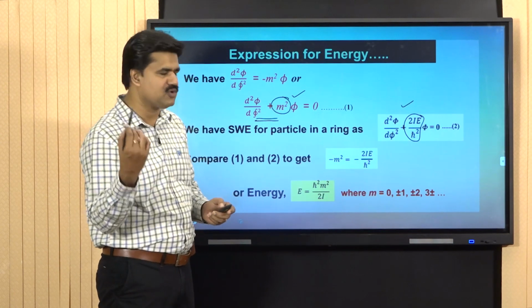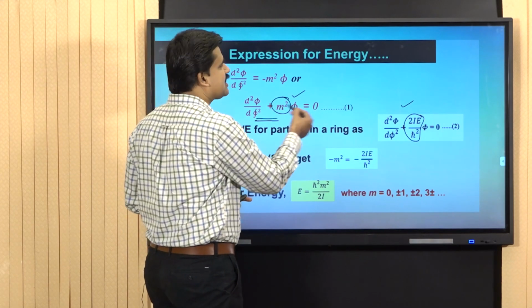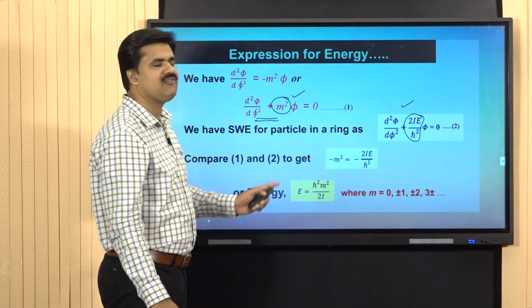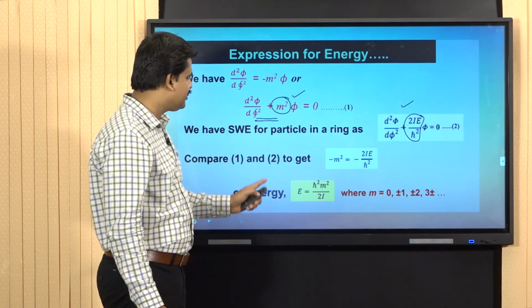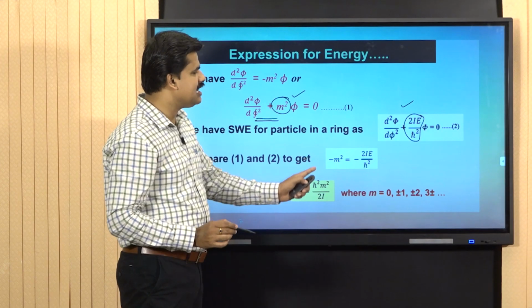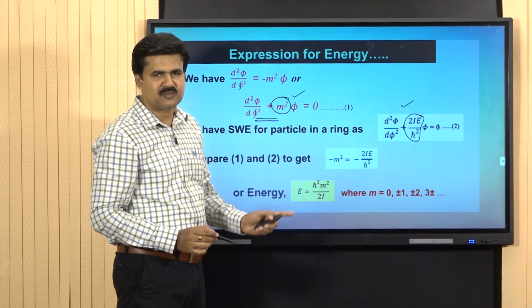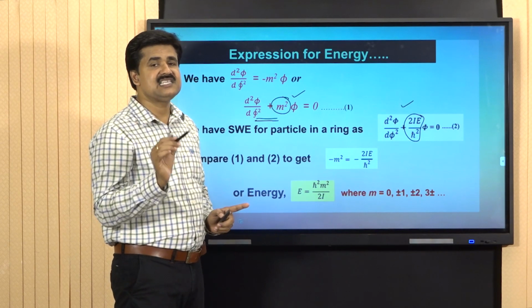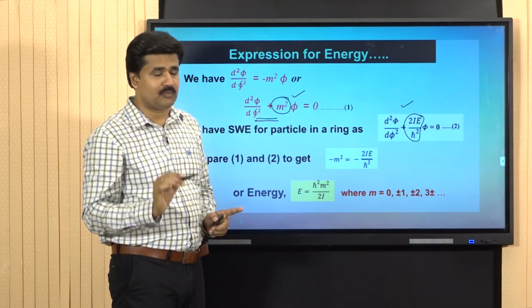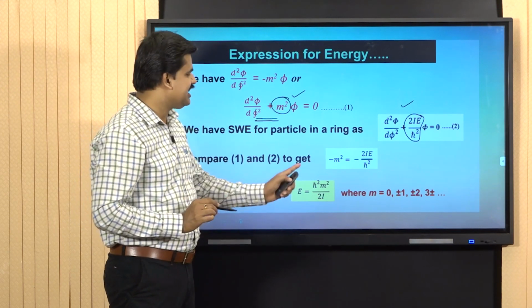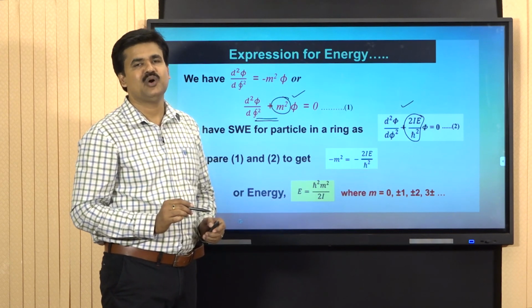We can cancel the negative on both sides, and on comparison we get m square is equal to 2IE by ħ square. On rearranging, we get the value of energy. The energy value is E equal to ħ square m square divided by 2I, where m may be 0, plus or minus 1, plus or minus 2, plus or minus 3, etc. Thus, the energy of a particle in a ring problem is given by the expression E equal to ħ square m square divided by 2I.